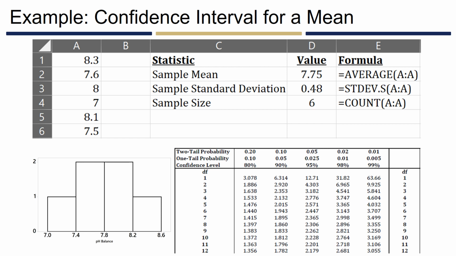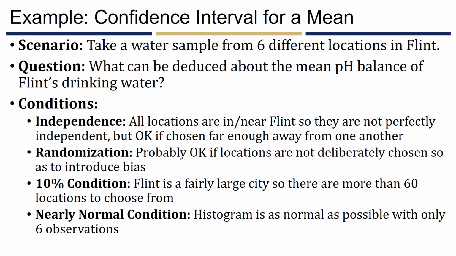Now, looking at the histogram in the bottom left, we can see that our 6 observations form what looks to be a pretty nice normal distribution. It's about as close to normal as we can possibly get with only 6 observations. As a result, because the histogram is as normal as possible, given only 6 observations to work with, we can say that the nearly normal condition is going to be satisfied because the shape of the histogram is approximately normal, even though our sample size is smaller than 15.